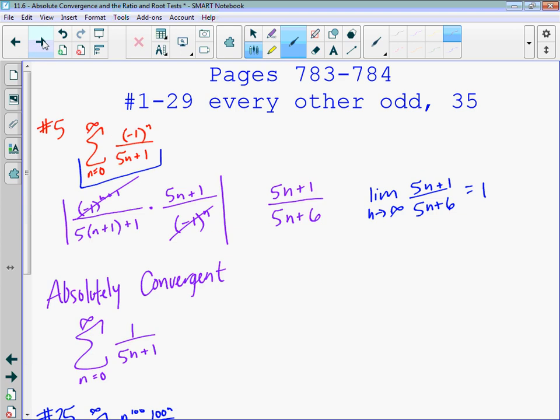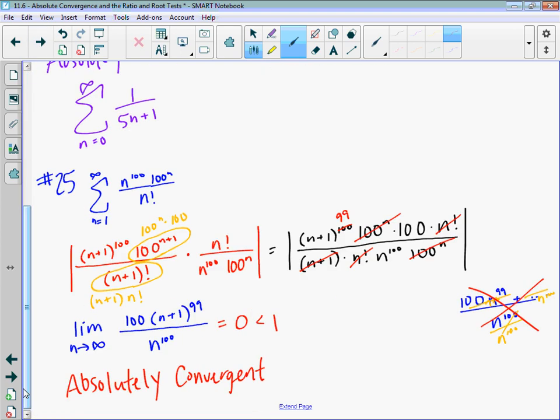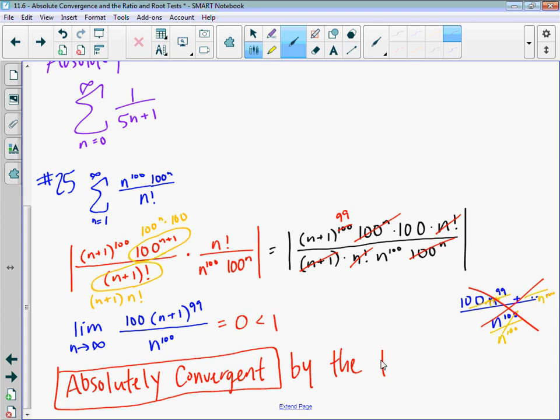So make sure you just answer the question that was asked there. Determine whether it's absolutely, conditionally, or divergent. So it's absolutely convergent. And by what test? What's that test called?